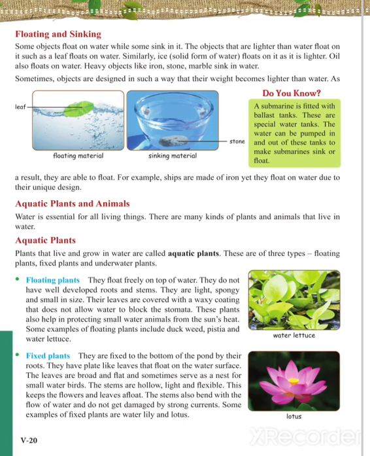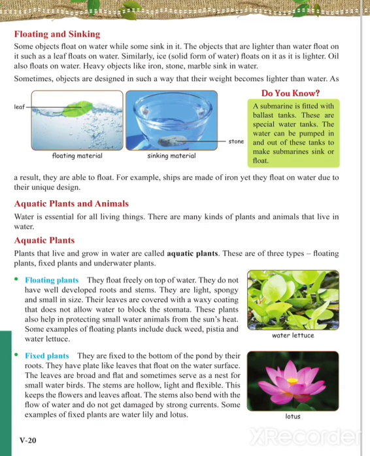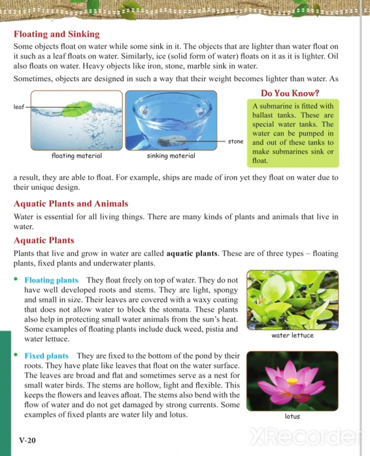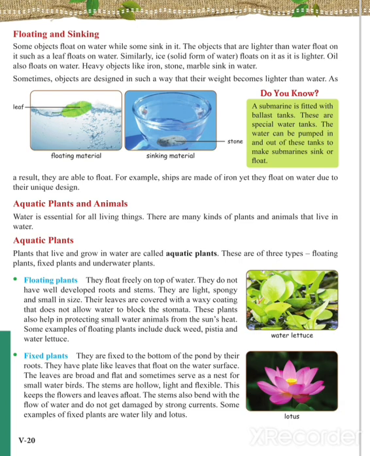Fixed plants. There are some plants which are fixed plants. For example, the roots of these plants are fixed under the ground at the bottom of the water, and the stem is in the water, and the leaves and flowers float on the top of the water.